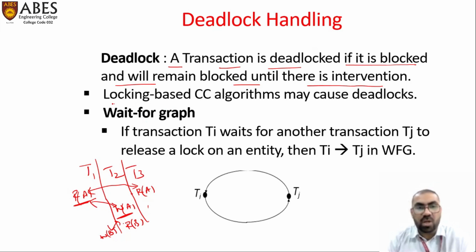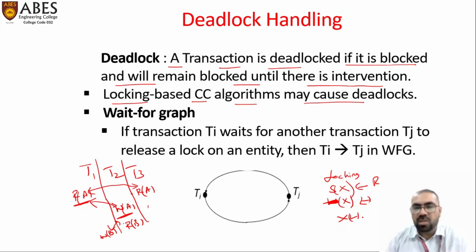There are many algorithms, like locking-based concurrency algorithms, that may cause deadlocks because we can put locks. We know that we have a shared lock and an exclusive lock. What will happen with the shared lock? It can give you access to read, but what happens with the exclusive lock? It will give read and write only when we have access to the data item. So there are many kinds of concurrency algorithms which can lead to deadlock.